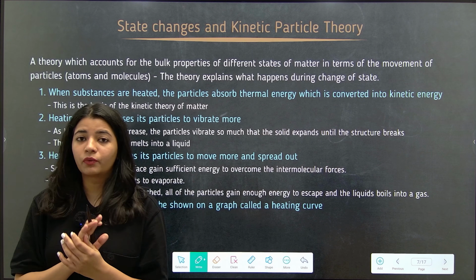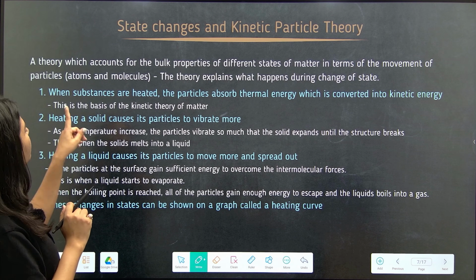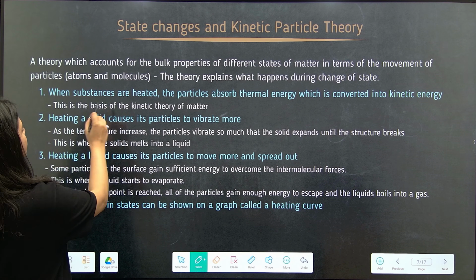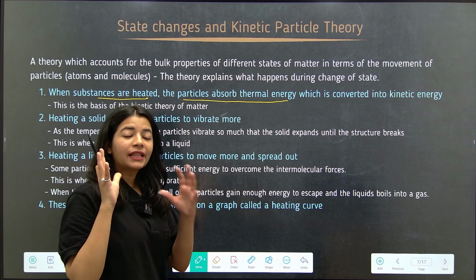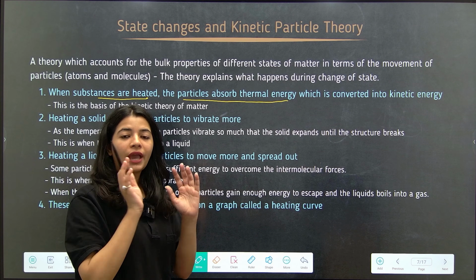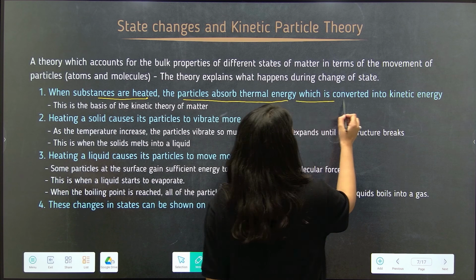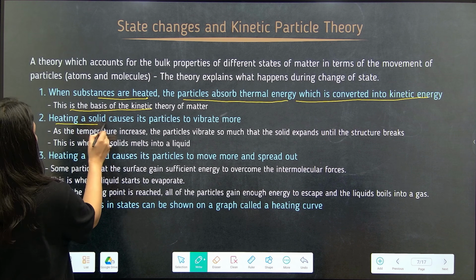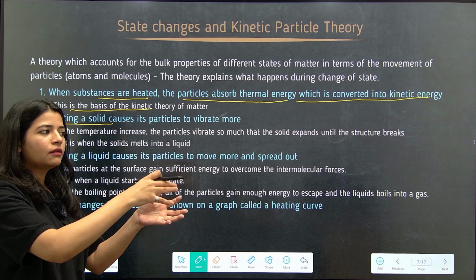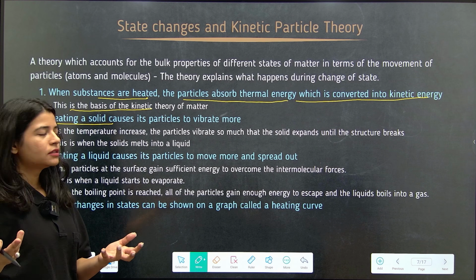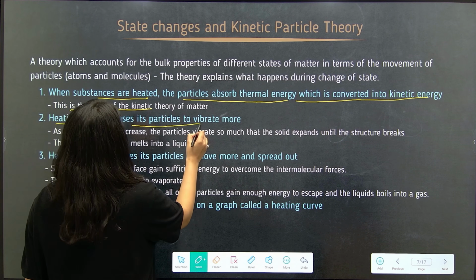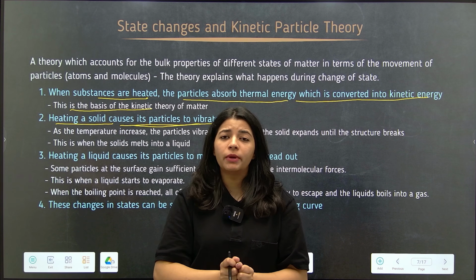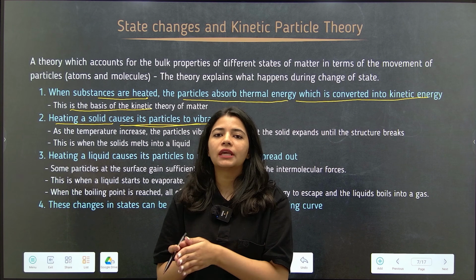Now let's read a few points of kinetic particle theory. It is a theory which accounts for the bulk properties of different states of matter in terms of the movement of particles, which I've already explained. When substances are heated, the particles absorb thermal energy, and this thermal energy gets converted into kinetic energy. By this kinetic energy they can move freely. This is the basis of the kinetic theory of matter. Next, heating a solid, for which we have taken the example of ice. When I keep the ice out of the refrigerator, it is subjected to a higher temperature. It causes the particles to vibrate more. Why? Because increasing the temperature means the particles are absorbing this energy and converting it into kinetic energy, which makes them move faster.